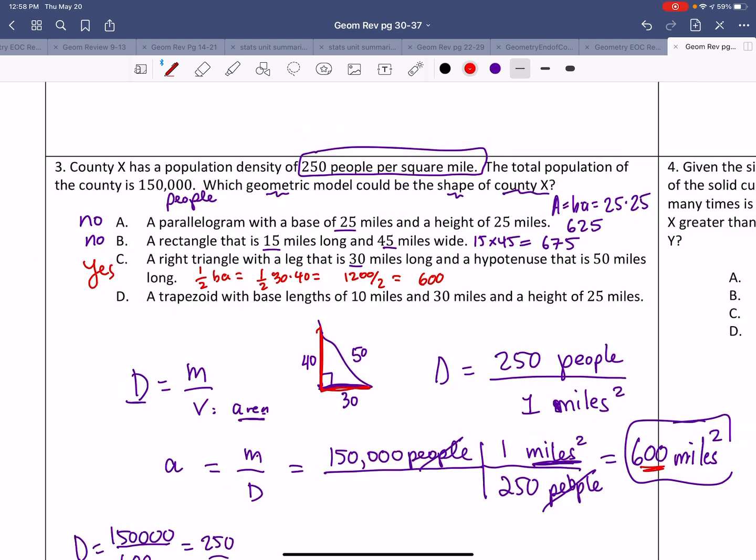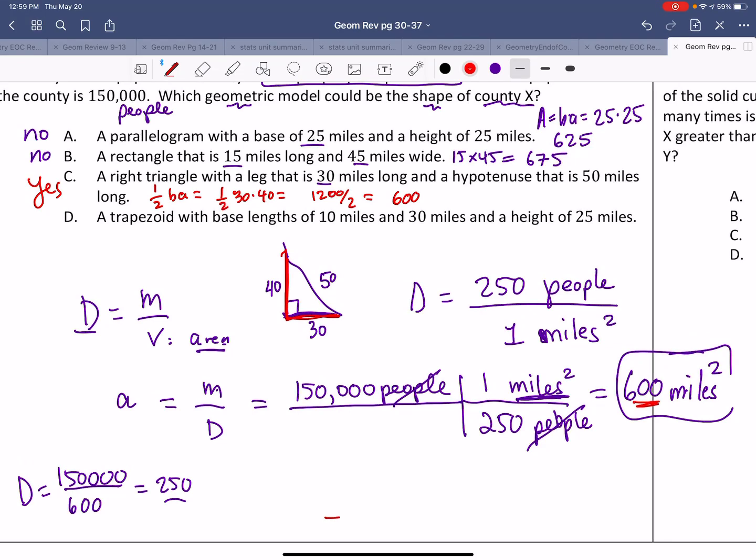Okay, the last one is a trapezoid with a base leg of 10 and 30. So it's a confused rectangle. And a height of 25. So to find the area of a trapezoid, we take the average, so we add the two bases together, divide by 2, and then multiply by the altitude.